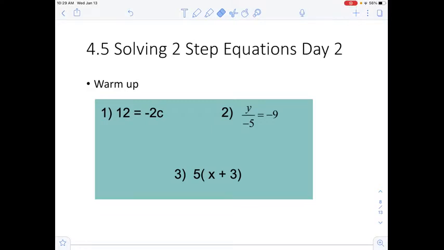This is lesson 4.5, day 2, so we're going to continue working with solving two-step equations. We have 3 warm-up problems. Pause this video, try the warm-ups on your own, and then we'll go through them.